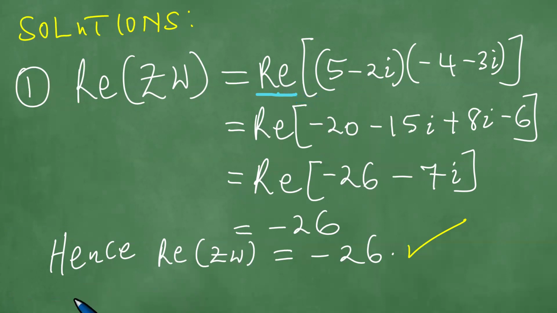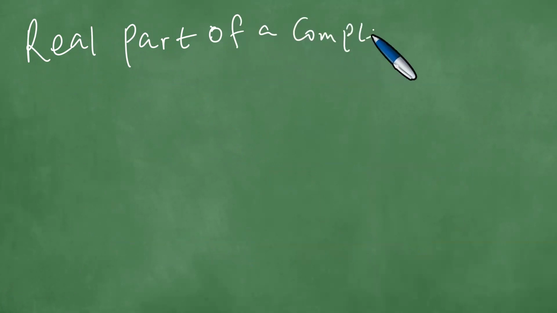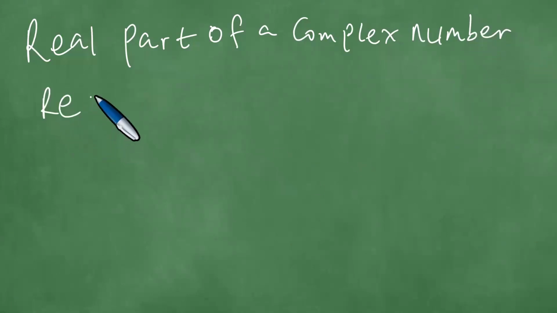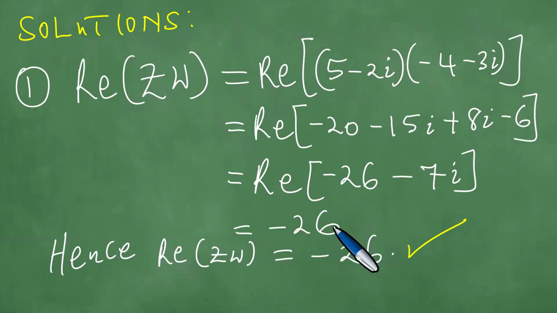This symbol means the real part. Let's speak about the real part a little bit. I'm just going to get back to the presentation. There is something called the real part of a complex number. We are speaking about complex numbers. The real part of a complex number Z of the form x plus iy is x. So now we have extracted the real part from the complex number, and the real part is minus 26, and that is what we have written down.